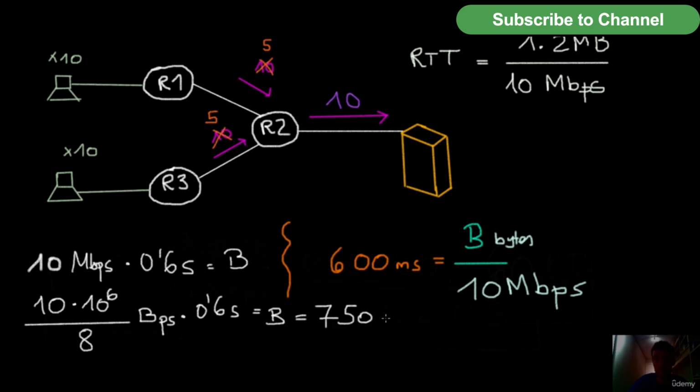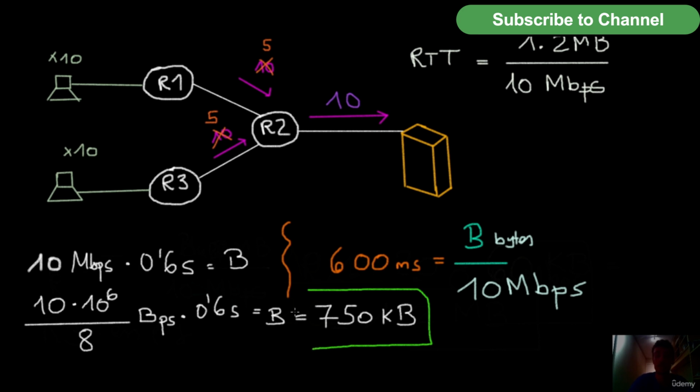750,000 bytes, which can be simplified as 750 multiplied by 10 raised to 3, which is the same as 750 kilobytes. Remember, the prefix kilo represents multiplying by 10 raised to 3. So this is the final value of the buffer of the R2 that we will need.